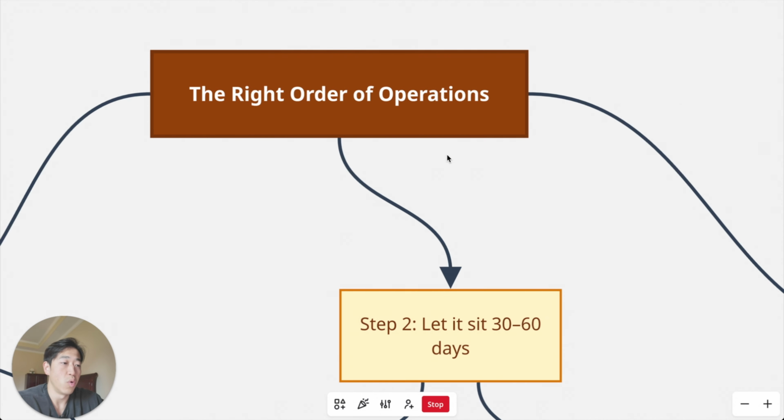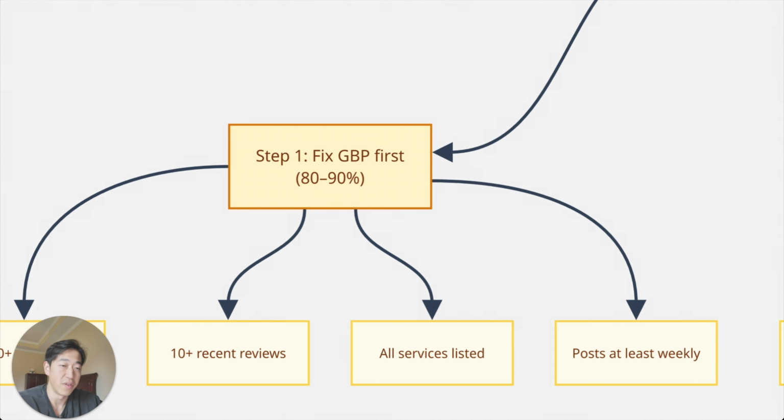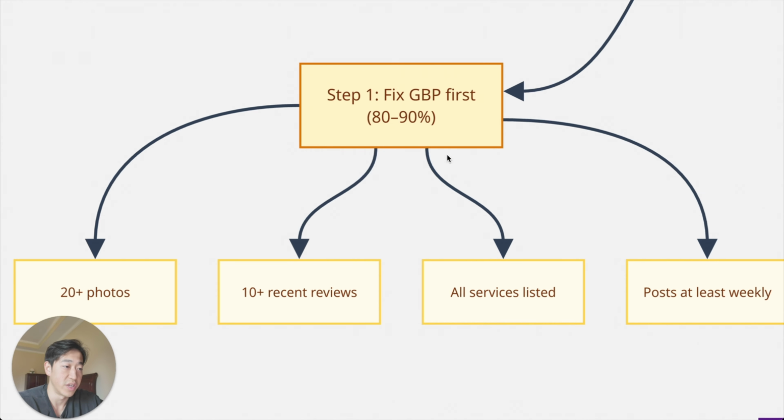Here is the right order of operations. So first, fix your GBP. 80 to 90% of the results will come as a result of fixing your Google business profile.